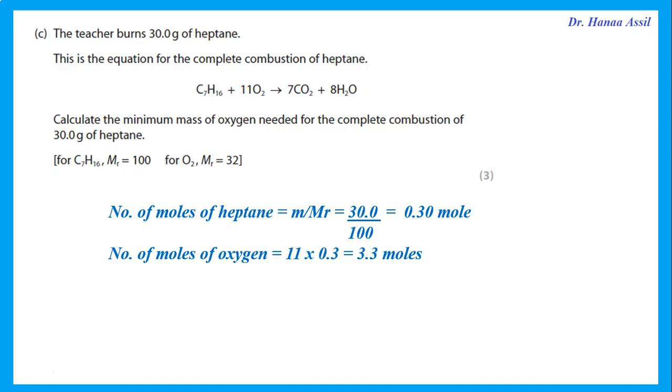Now, what are we asked to calculate? It says calculate the mass of oxygen. How do we get the mass of oxygen? Number of moles times MR, and this is oxygen, O2. So even if we're not given the MR, you should know that this is 16 times 2, so that's 32. And that means the mass of oxygen needed to react with the heptane is 105.6 grams.